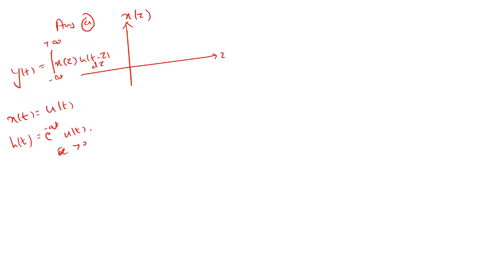So what is x(tau)? x(tau) is like this. And what is h(tau)? h(tau) is a decaying exponential. The maximum value is 1 at t equals 0, tau equals 0. Here at tau equals 0 the value is 1, and then it decays on the positive side. This is h(tau). So this is our x(tau), and this is our h(tau).